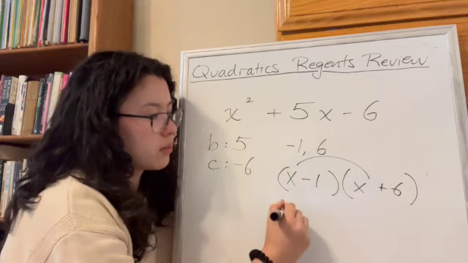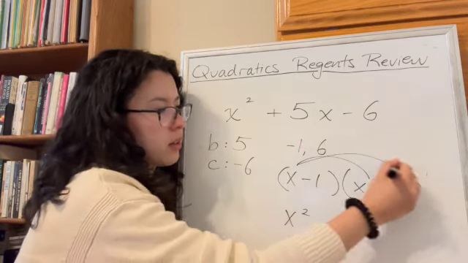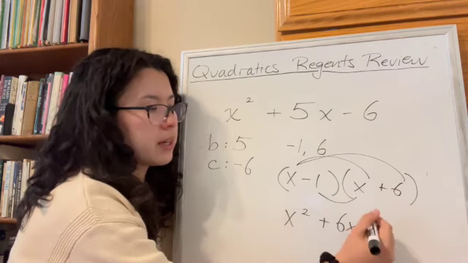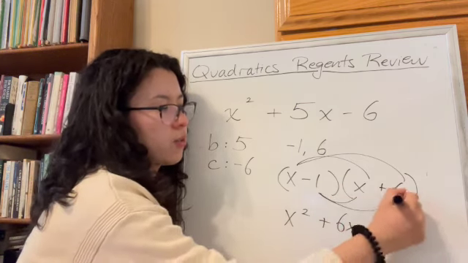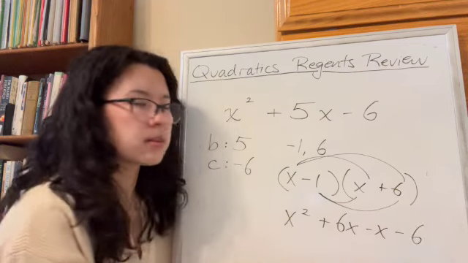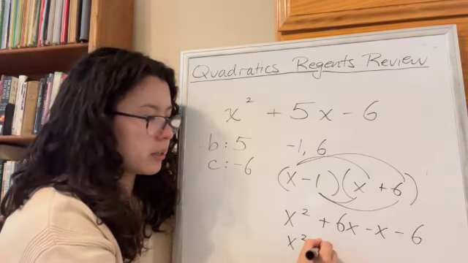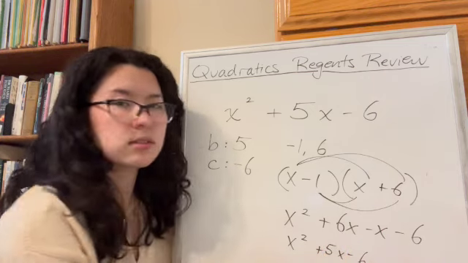So we would do x squared, x times 6 would be plus 6x. Then we do negative 1 times x, so minus x, and negative 1 times 6, negative 6. Combining these like terms, we'd end up with x squared plus 5x minus 6. So you could see it works.